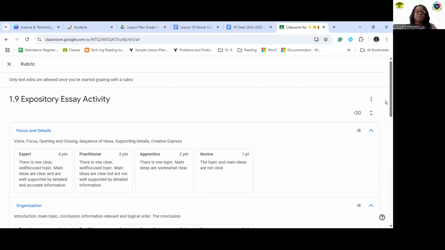Here's a simple rubric. This is called an expository essay. And the highest level is being an expert. So you want your students to be an expert. In this case, we have the expert. There is one clear and well-focused topic. The main ideas are clear and they are well supported by details and accurate information.